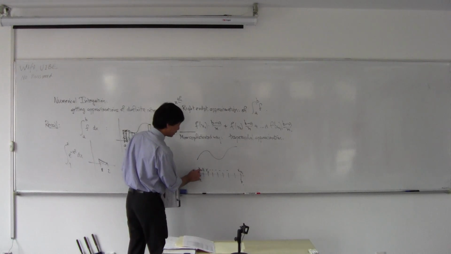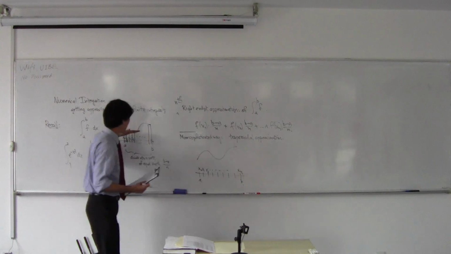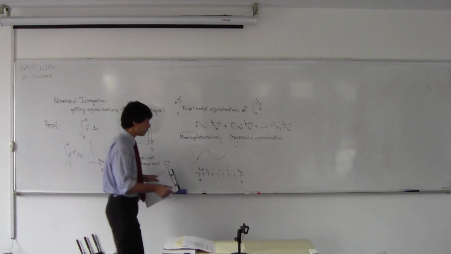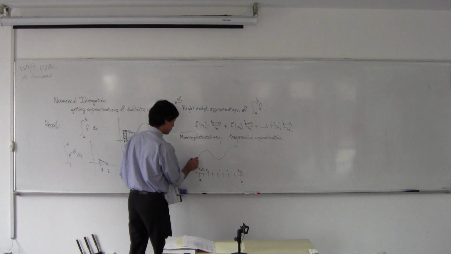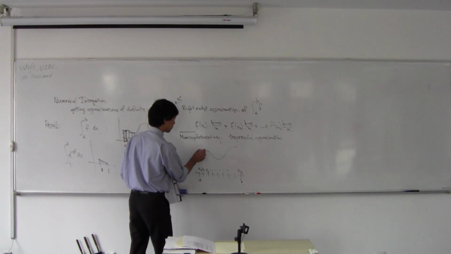And then what you do is you say, okay, I'm not going to use these rectangles. Instead, I'm going to use trapezoids. So I'm going to evaluate the function at each of those points.